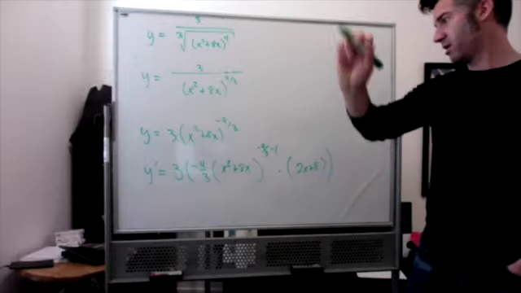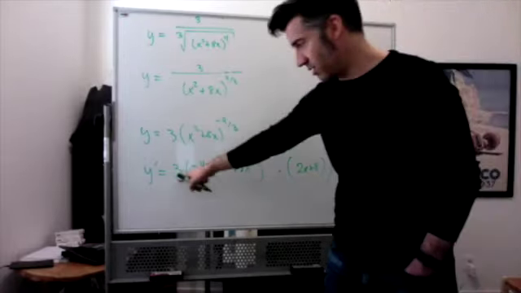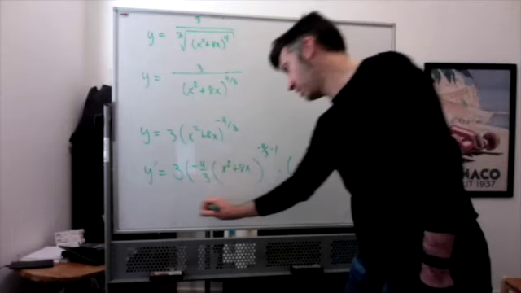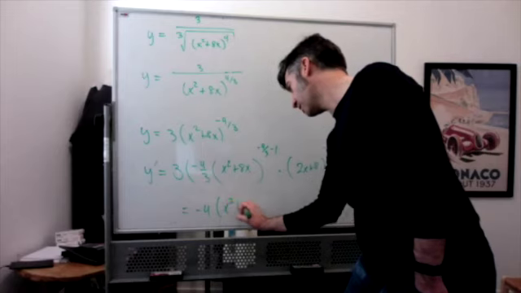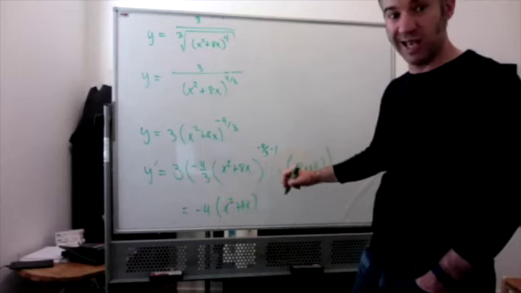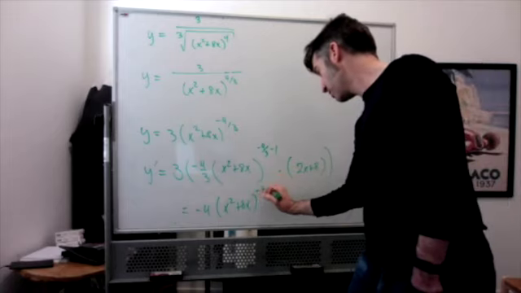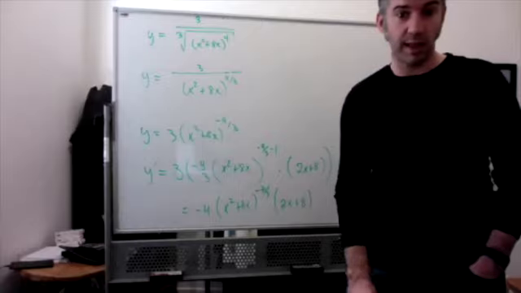And let's close that parenthesis. I would simplify this a little bit. You definitely should simplify this. And then I'm going to see that the 3's cancel here. So I'm going to get negative 4 times x squared plus 8x to the negative 4/3 minus 3/3 is negative 7/3, times 2x plus 8. And I would leave it like that.